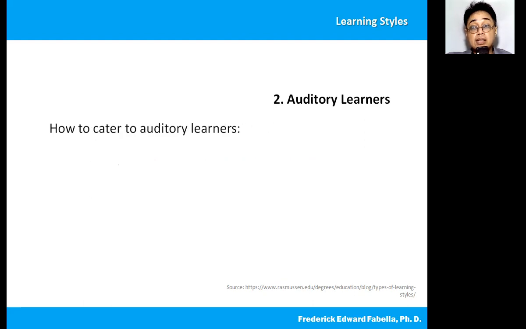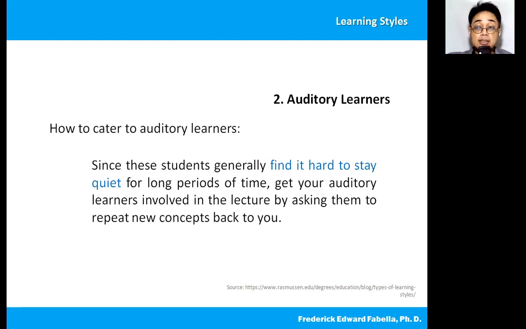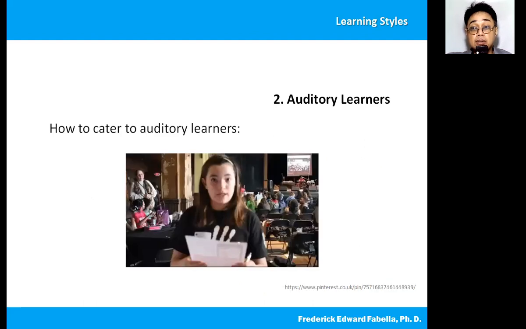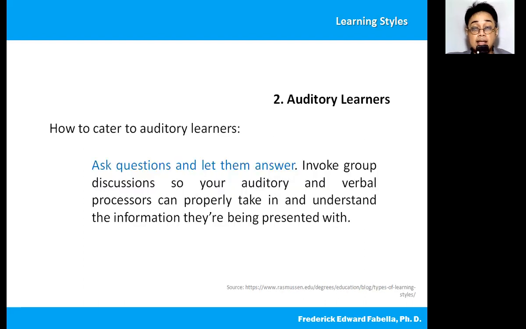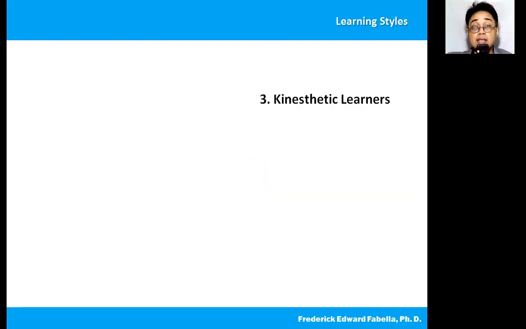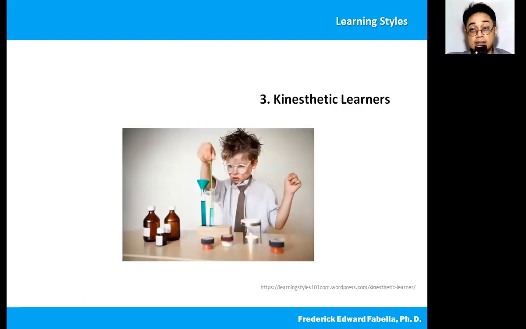So, how do we cater to the auditory learner? Since these students generally find it hard to stay quiet for long periods of time, get your auditory learners involved in the lecture by asking them to repeat new concepts back to you. All right, so you see a picture there of a student reciting, perhaps maybe even explaining the lesson that she had just learned. Ask questions and let them answer. Invoke group discussions so your auditory and verbal processors can properly take in and understand the information they're being presented with. So let's now go to the kinesthetic learner.